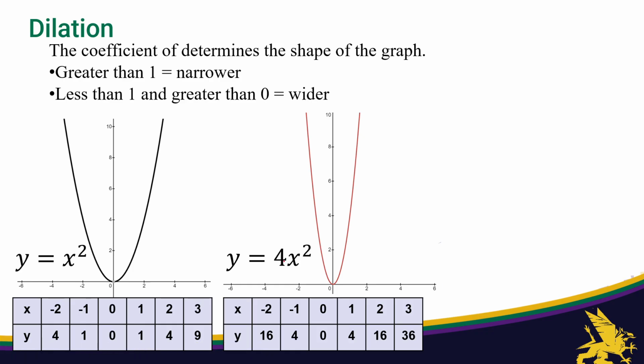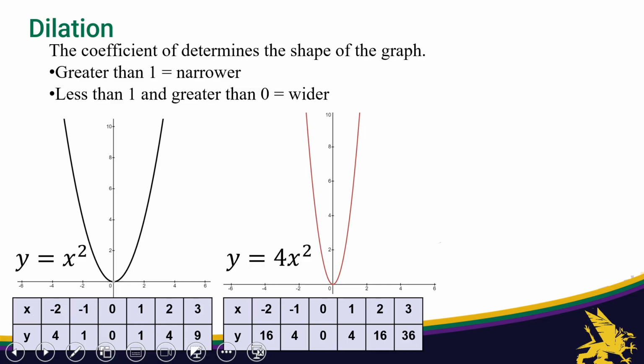So we can see that when we've got a 4 in front. So 4x squared. When x is 0, y is 0. When x is 1, 1 squared is 1. 1 times 4 is 4. So instantly it's going up a lot quicker. When x is 2, 2 squared is 4. 4 times 4 is 16. So already it's all the way up here. So we can see it's a lot steeper.